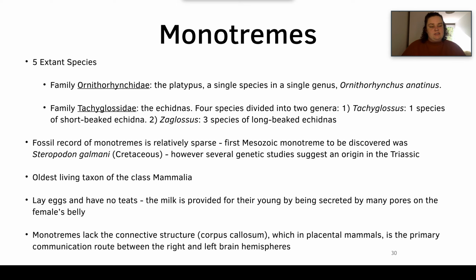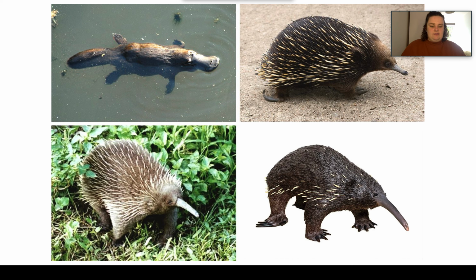It's the oldest living taxon of Mammalia, extant, and they lay eggs and have no teeth. The milk is provided for their young by pores on the female. And then monotremes lack the corpus callosum, which is the tube that connects the brain, and in placental mammals, it's the primary communication route between the left and right brain hemispheres. So here we have examples of the different monotremes. So we have the platypus, the short-beaked echidna, and 2 long-beaked echidna.